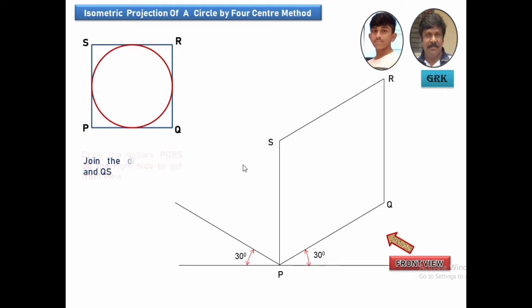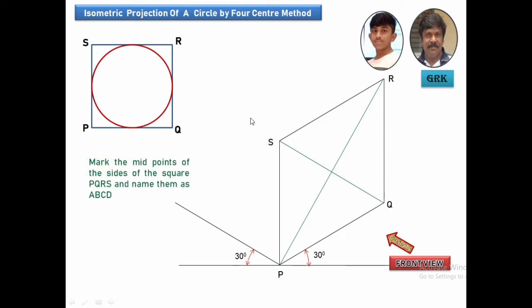Now you join the diagonals PR and QS. In these two diagonals, consider the shortest diagonal, that is SQ. Now you mark the midpoint. First you mark the midpoints of the sides.